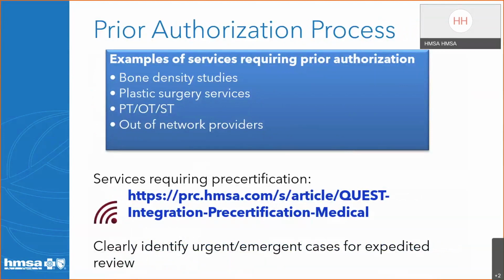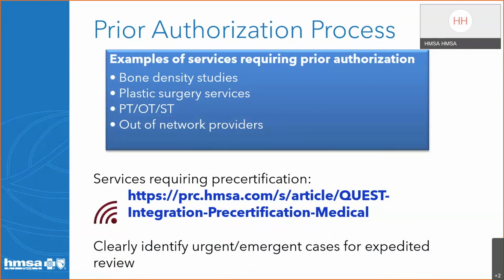Some services require a prior authorization and approval. Approval for these services needs to be obtained prior to rendering service. Some examples of these services are bone density studies, durable medical equipment, hearing aids, plastic surgery services, physical, occupational, and speech therapy, vision eyewear, and referrals to providers who are not part of HMSA's Quest Integration Network.